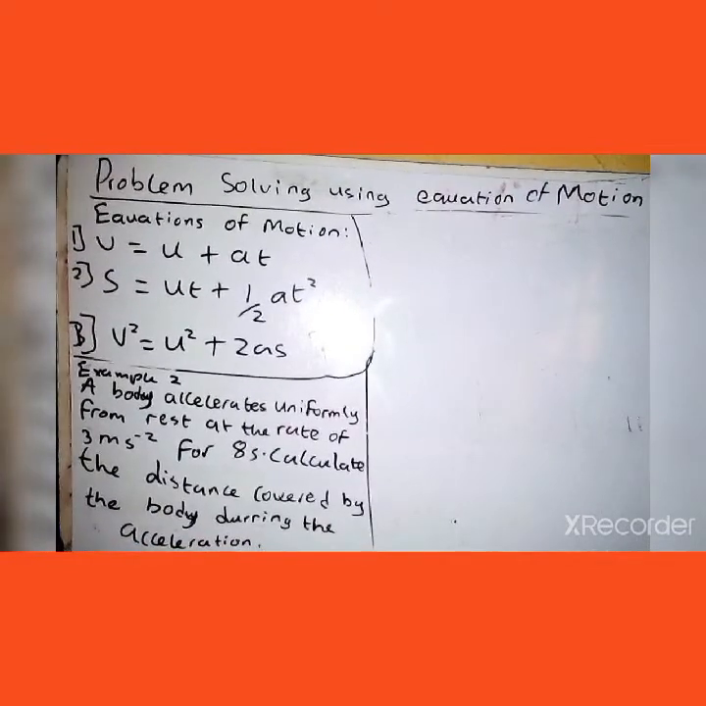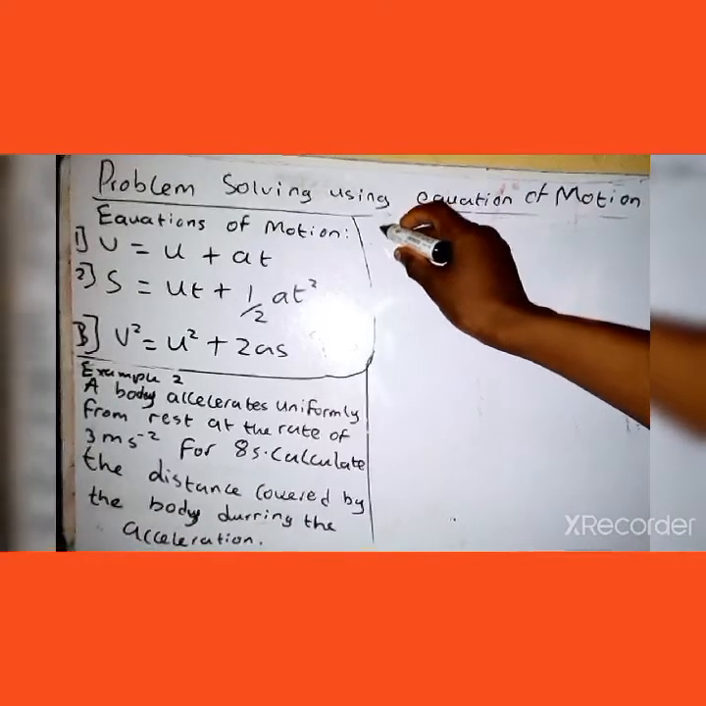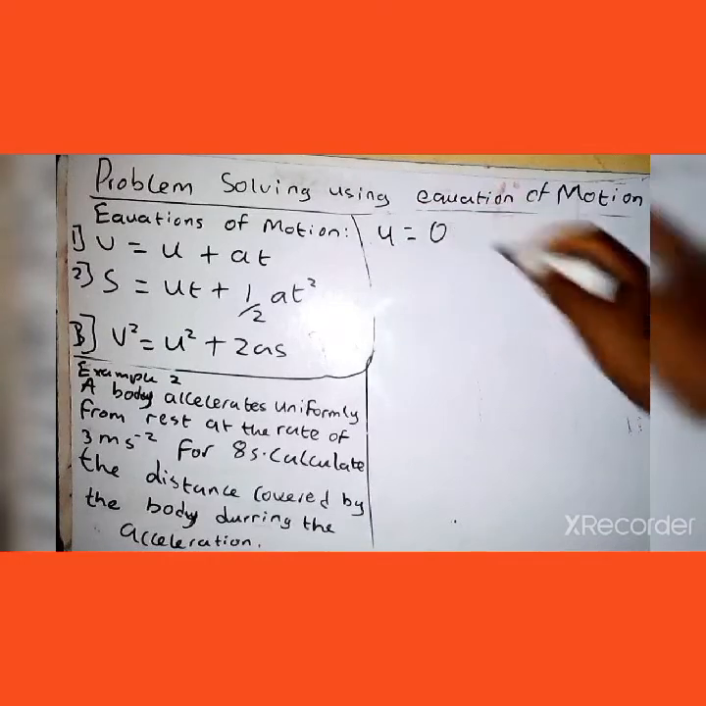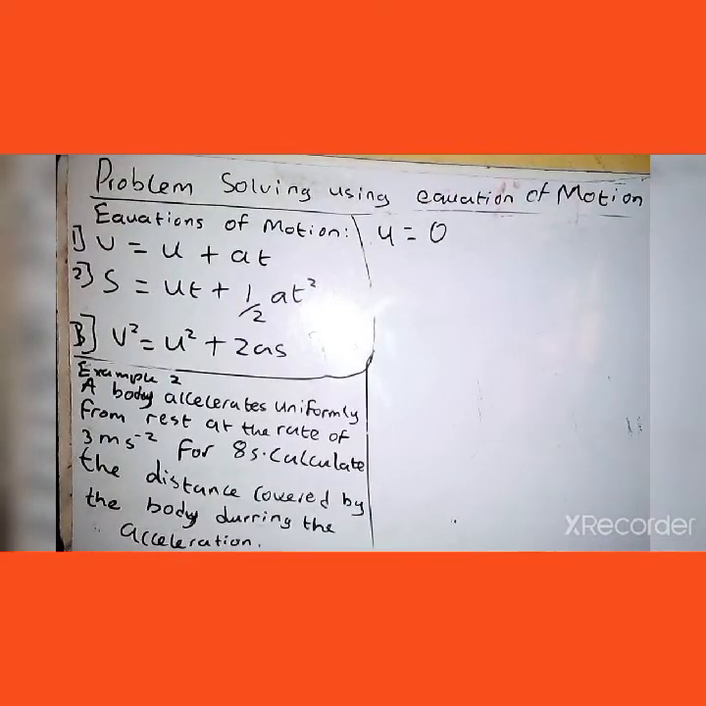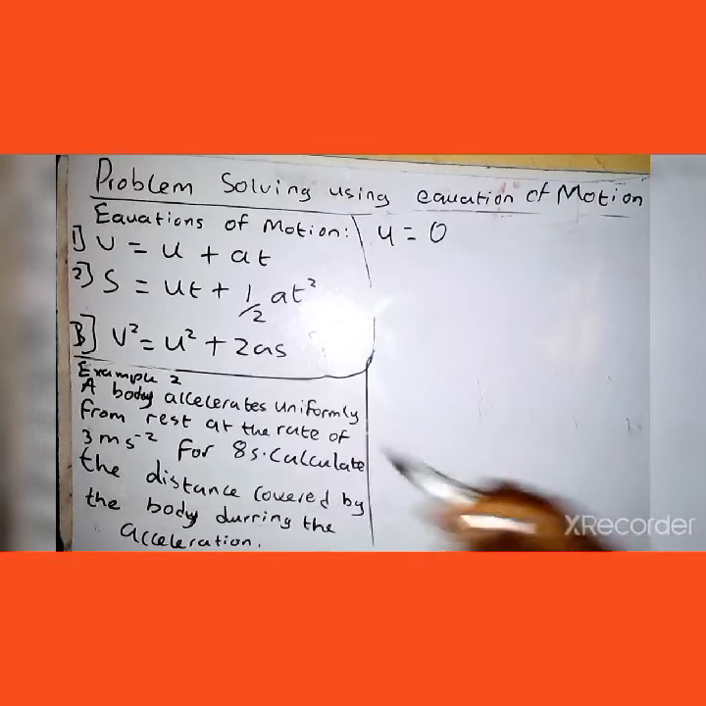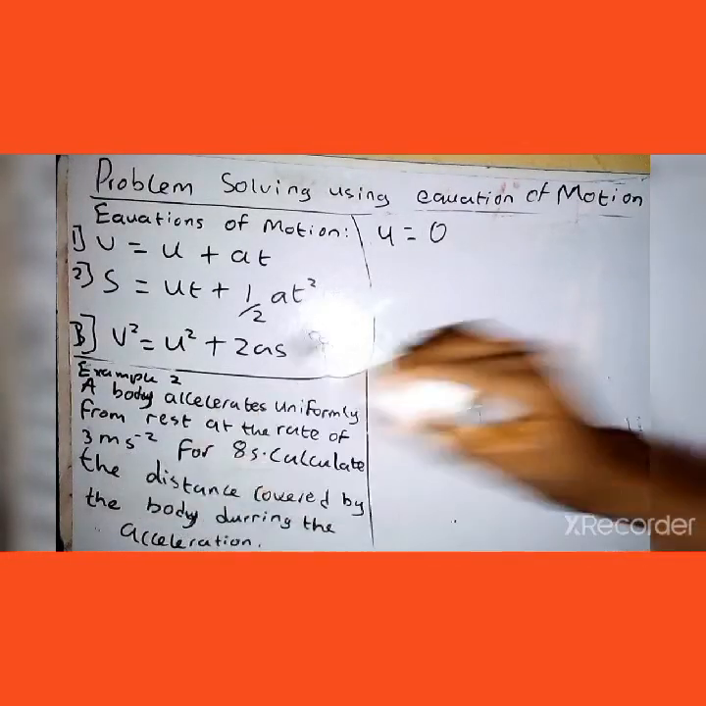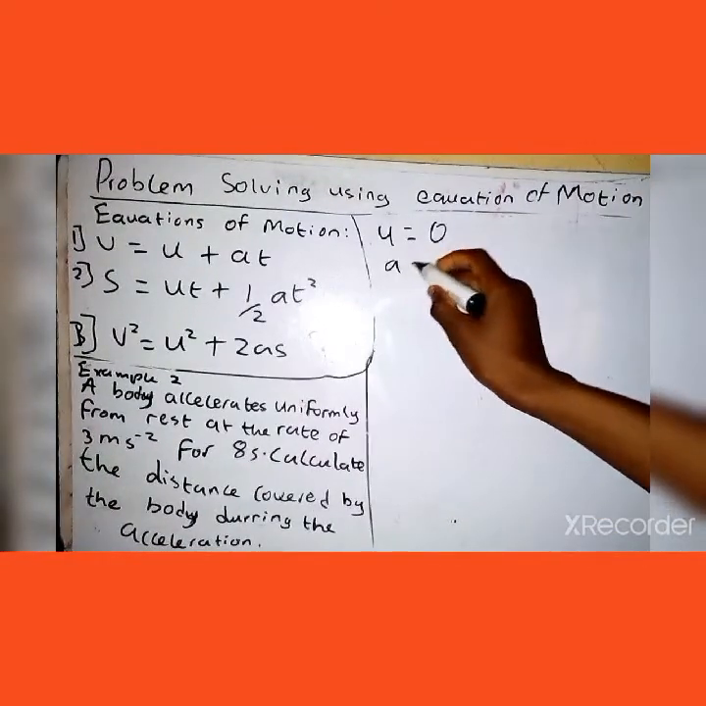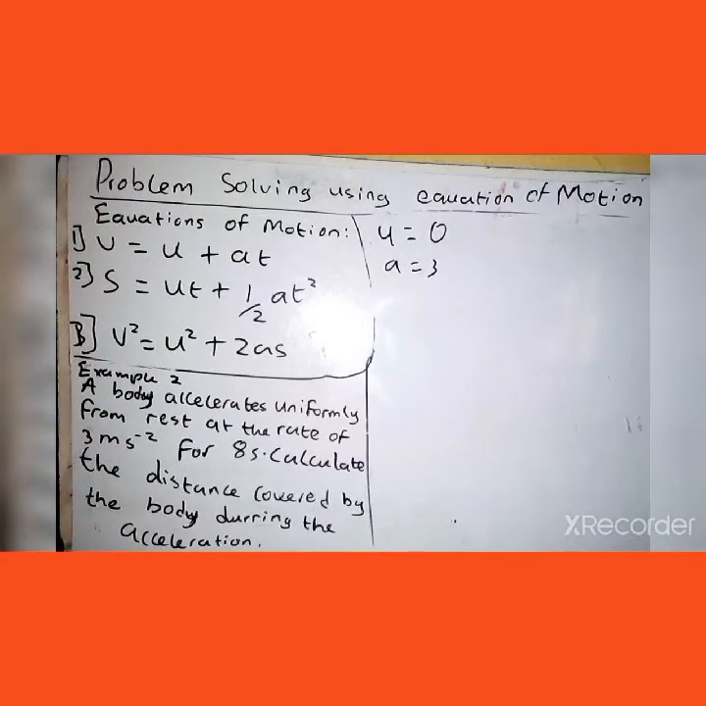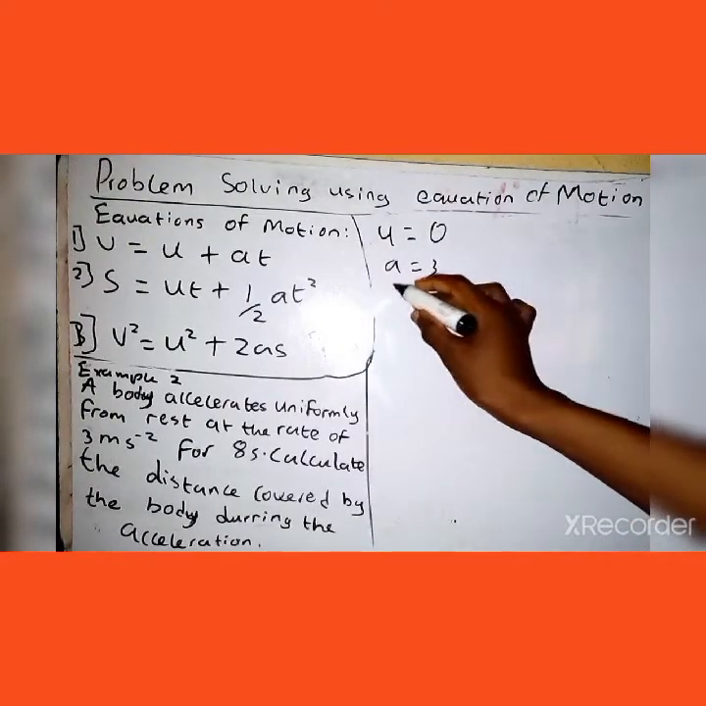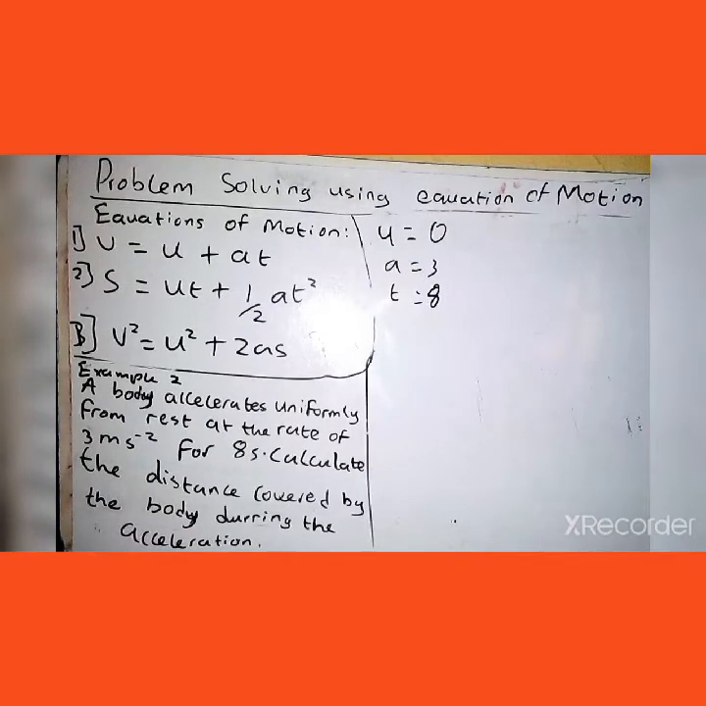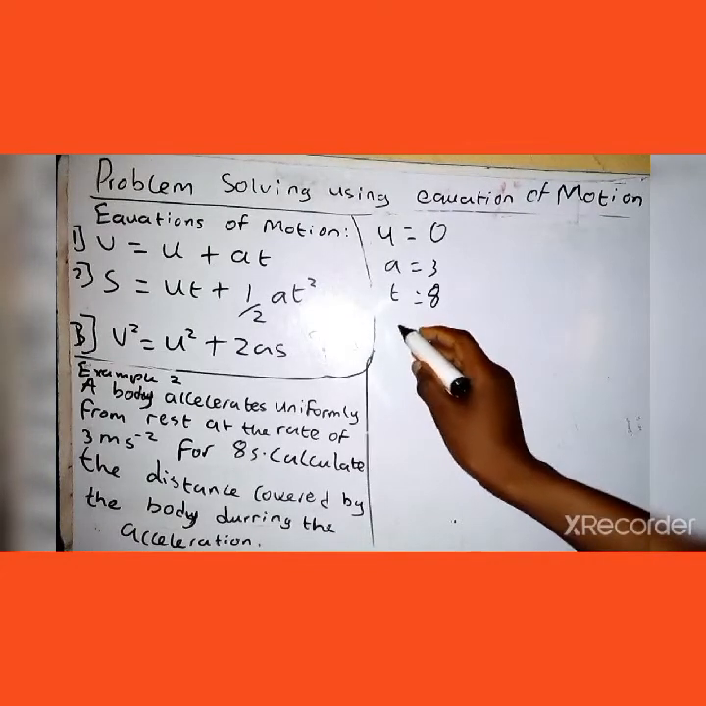So example 2. A body accelerates uniformly from rest. You know that from rest our u will be 0, at the rate of 3 meters per second square. Look at this, 3 meters per second square, that's acceleration. So our acceleration is 3, for 8 seconds, the time is 8. And we're asked to calculate the distance covered by the body during acceleration. So we are asked to calculate s.